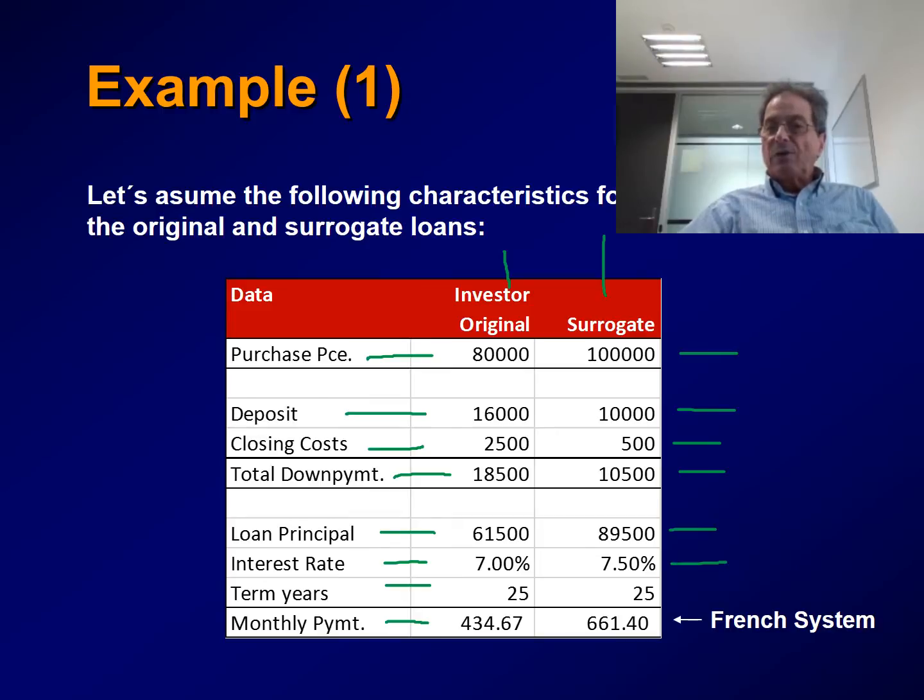Say that the interest rate of this secondary loan is 7.5%. Again, the same maturity of 25 years. So we calculate the new installments, the monthly installments to be paid by the surrogate to the original investor, which will be $661.40 every month.